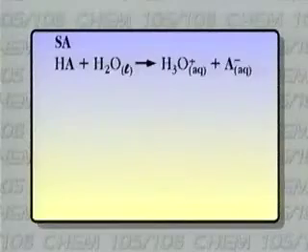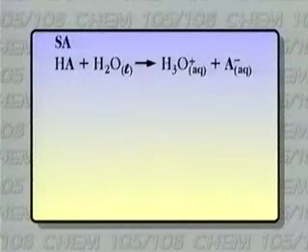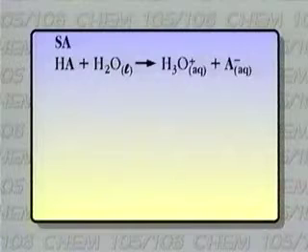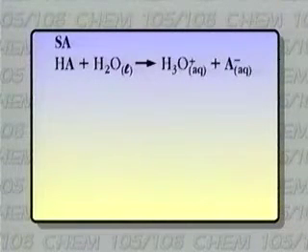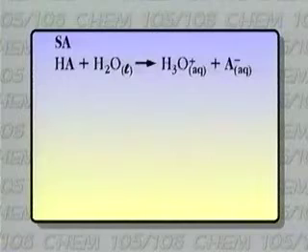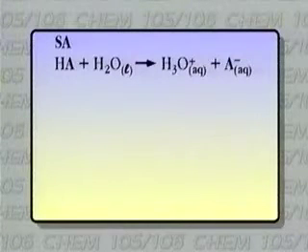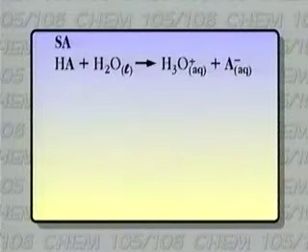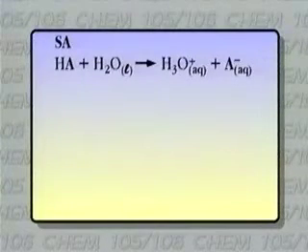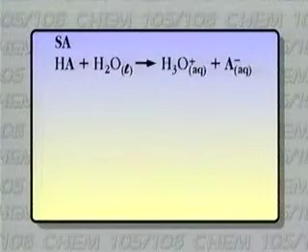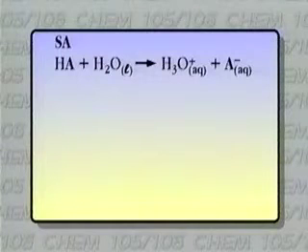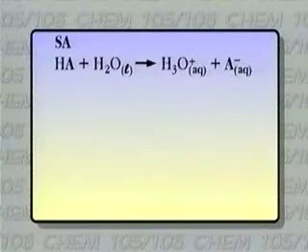As mentioned at the end of the last lecture, if we represent an acid as HA and place it with water as a solvent, H2O liquid, the acid donates a proton to the water, forming the hydronium ion and the anion, the negative ion of the acid molecule.